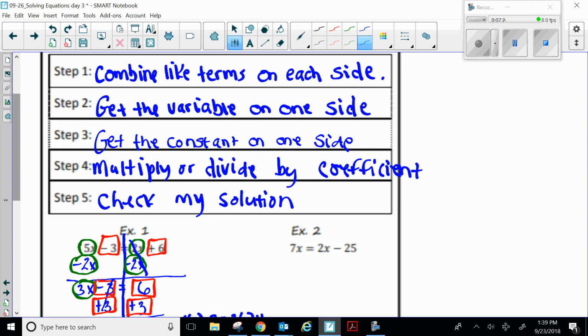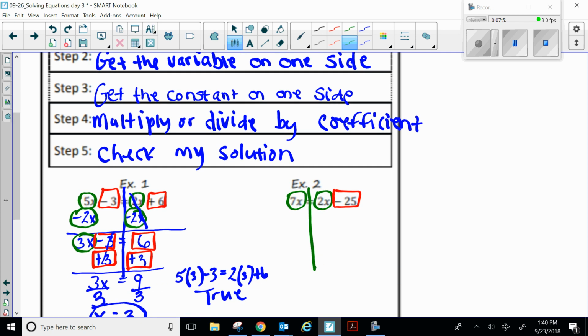Okay, so I have 7x equals 2x minus 25. So remember, our first step is to combine like terms. So I'm going to go ahead and circle my terms. I'm going to circle my x's, and I'm going to put a box around my constants, just so I can have them as symbols. So if I look on each side of my equation here, I can see that I don't have anything I can combine on my left side and anything I can combine on my right side.